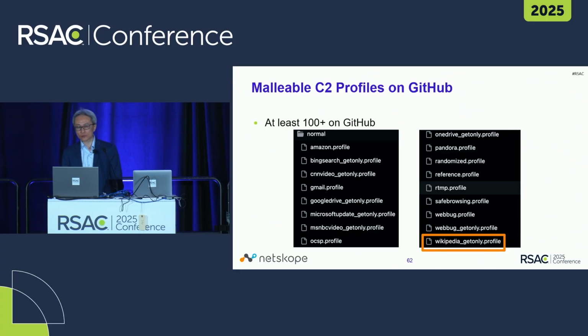For Malleable C2, there are a lot of examples out there on GitHub. I think it's more than 100 samples. So if we're not familiar with the format, we can just download one sample and tune it a little bit. Taking the one we highlighted here, if we use that profile in our C2 traffic, it will make our C2 traffic look like someone is browsing Wikipedia.